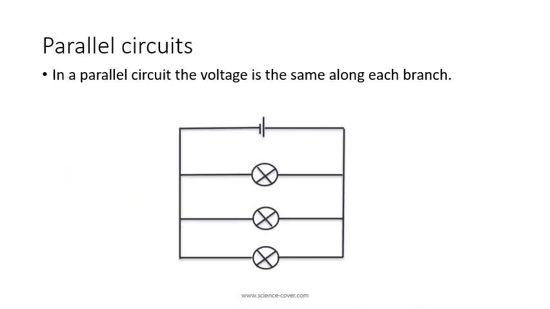If we add a third branch to the circuit, the same rule will apply. So our 5 volts from the cell will see us have 5 volts on the first bulb, the second bulb, and the third bulb, as they're all wired in parallel.